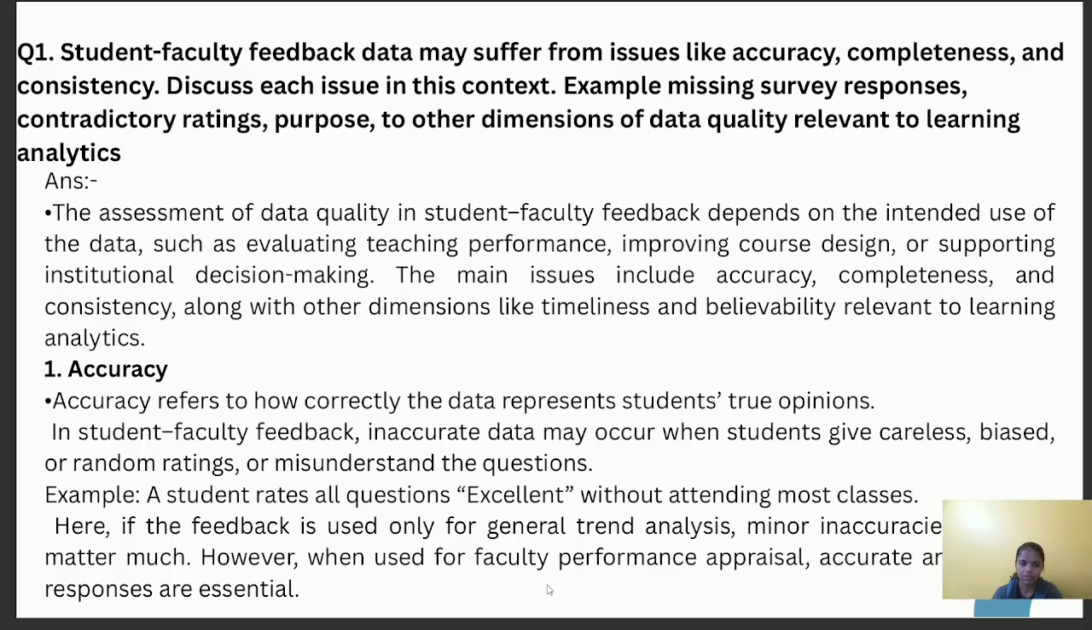First, the accuracy. Accuracy refers to how correctly the data represents students' true opinions. In student faculty feedback, inaccurate data may occur when students give careless, biased, or random ratings or misunderstand the questions. Example: a student rates all the questions excellent without attending most classes. If the feedback is used for general trend analysis, minor inaccuracies may not matter much. However, when used for faculty performance appraisal, accurate and genuine responses are essential.